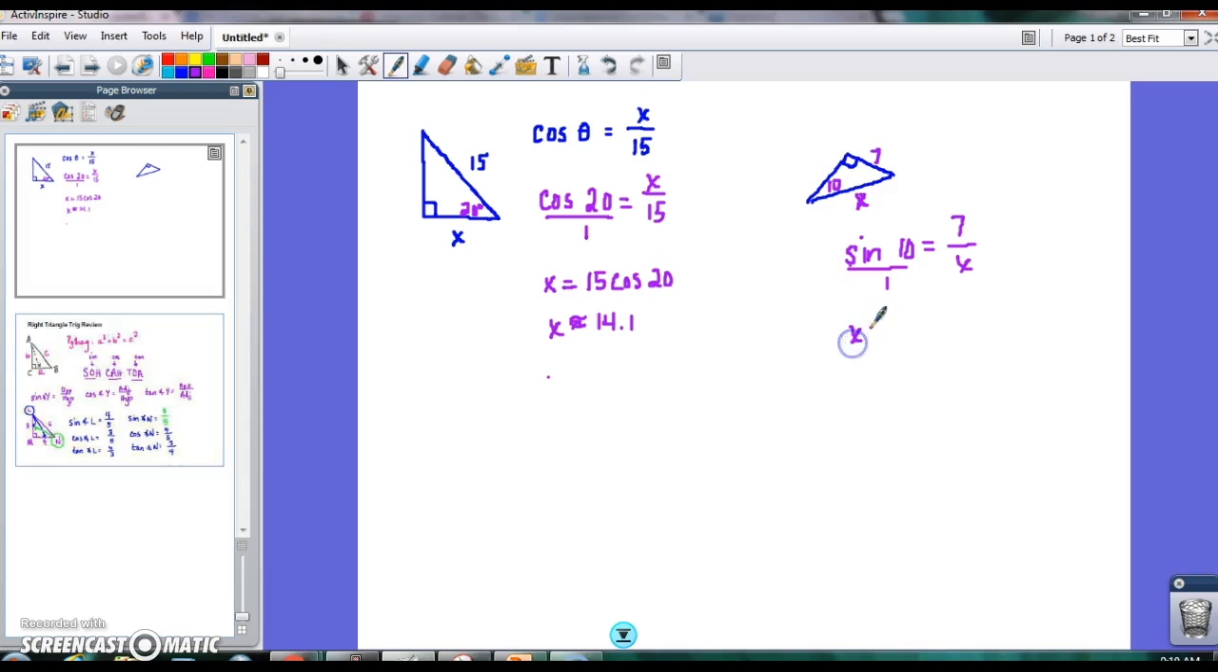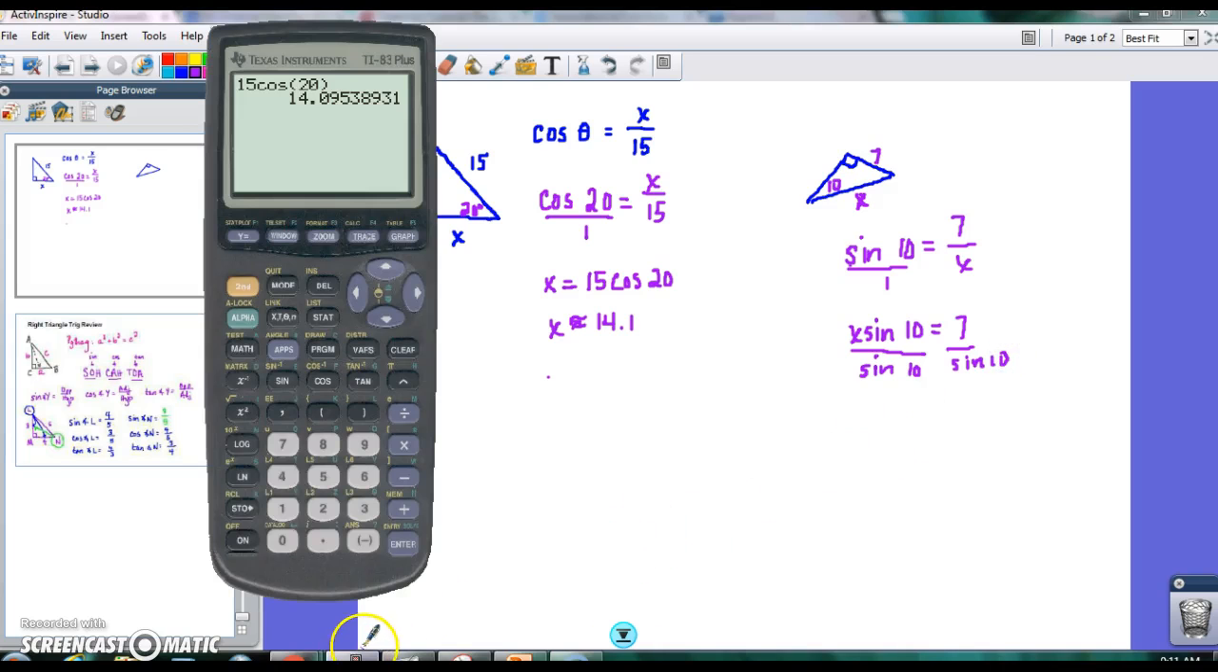And I tell people not to plug anything in your calculator until the very end. And this is going to hold true for most of all the different types of trig problems that we do throughout the semester. If you start plugging decimals in now, you're going to mess up your answer. Wait till the end to plug everything in. Okay, so I divide both sides by the sine of 10.